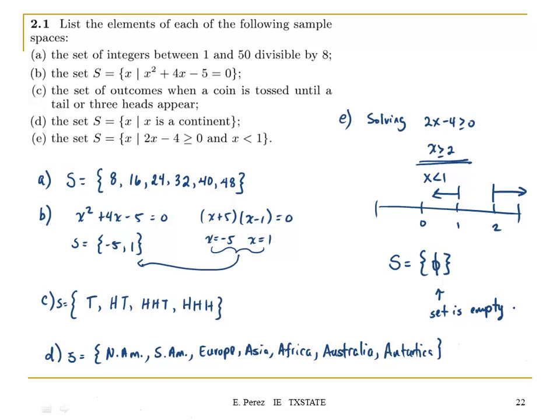Okay, so this is basically to help you start thinking about how to define a sample space, how to define the outcomes, and so on. So they have more practice here. The next example.